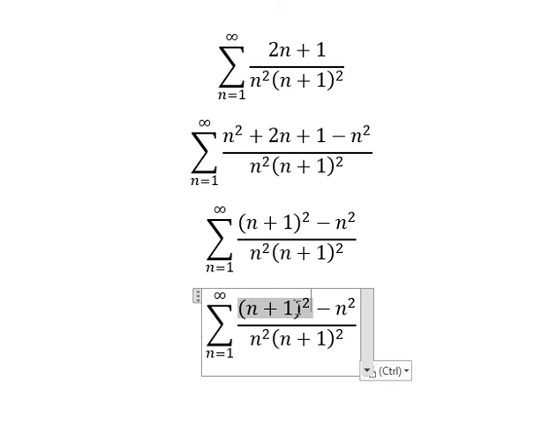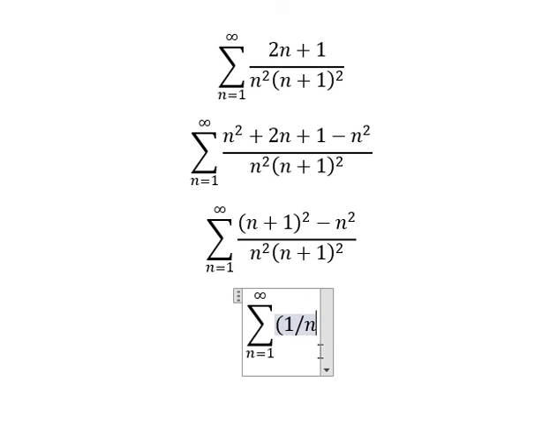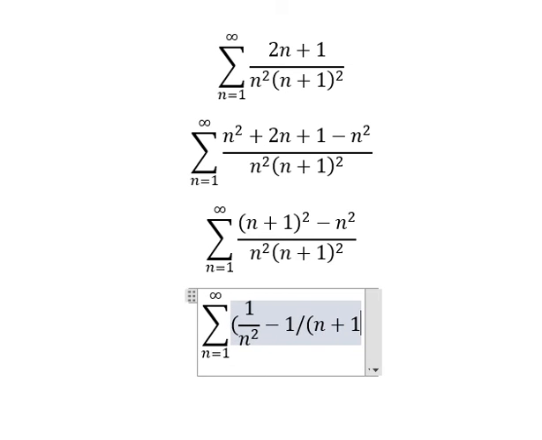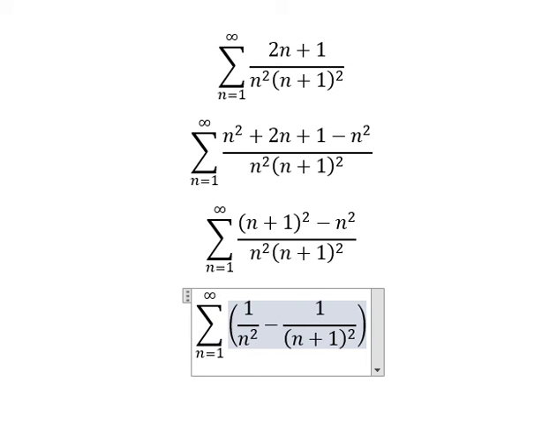Next, this one divided by this one, we have number 1. n square divided by n square, we have number 1. And now we have it like this. And now in this one we can put it like this.